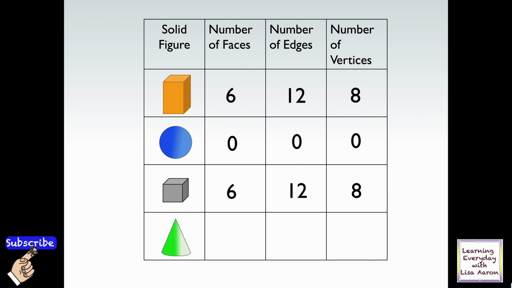We have a cone. Number of faces. 1. The very bottom is a face. Number of edges. 0. Number of vertices. 1. The very top, that apex.